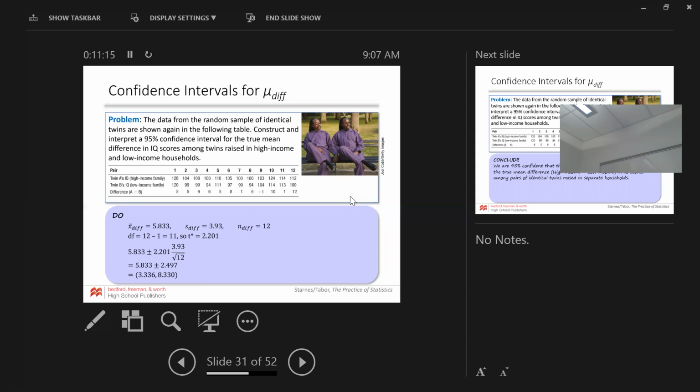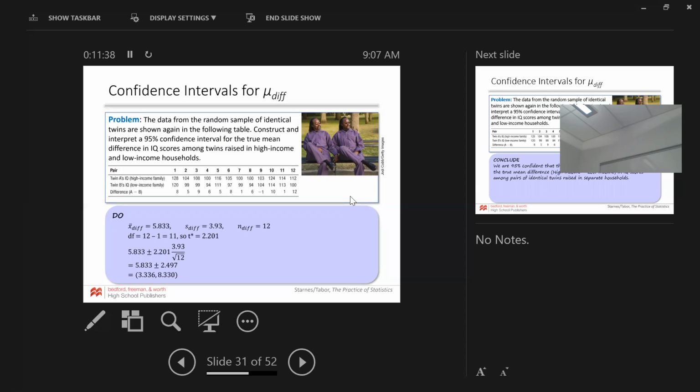Here was the mean difference. That's the critical value. That's the standard deviation of those differences divided by the square root of the sample size. And you get this number, add or subtract that. That's your interval. Okay? Now, for that interval, ready? This is what you have.